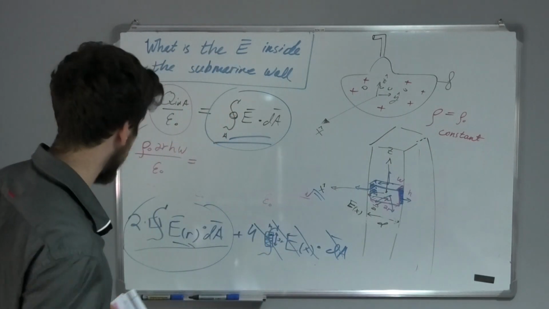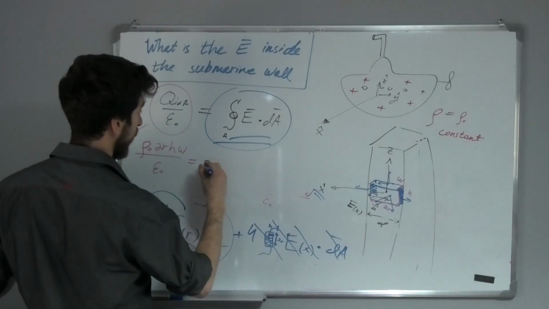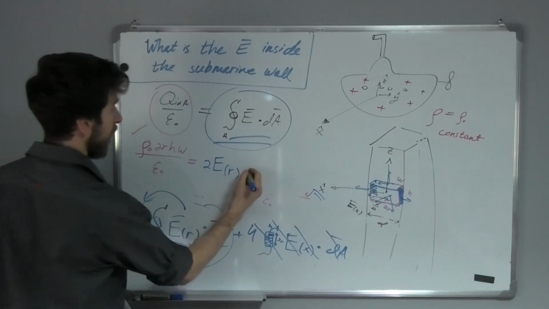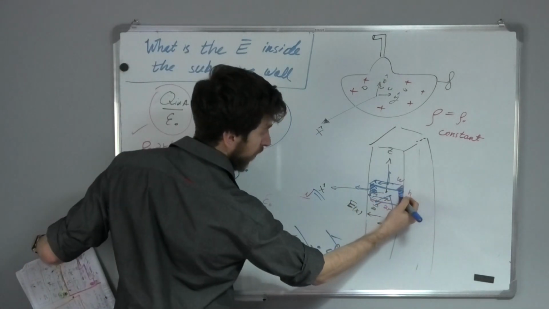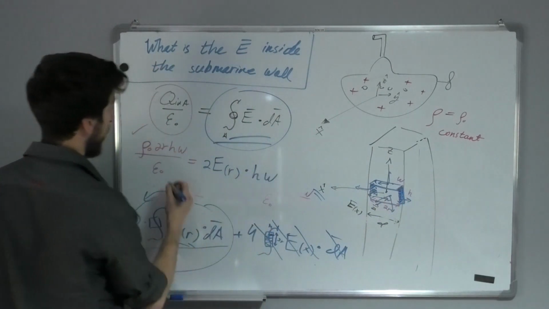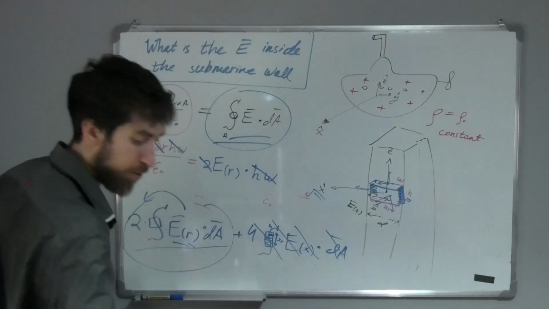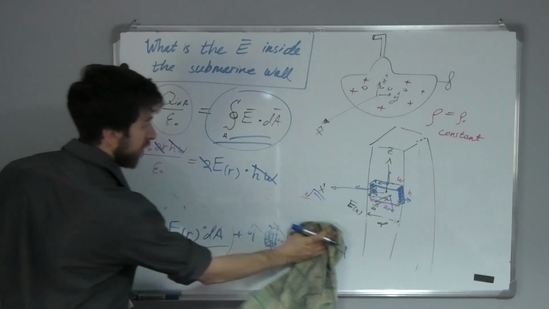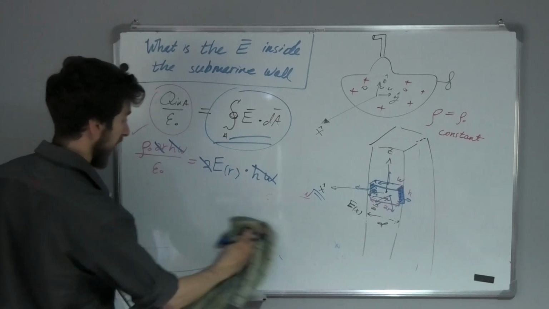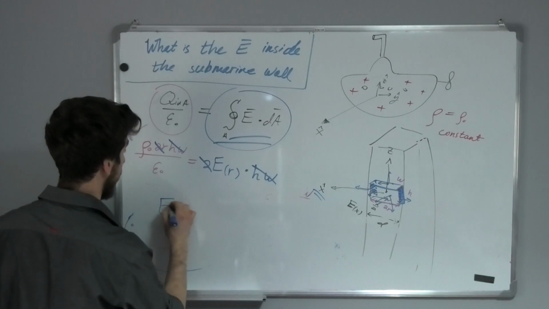So I need to write this term. This one can go outside, so we got 2E at the specific location R, right? Multiplied by the area of this part of the box, which is HW. And we can see that HW cancel out, the 2 cancel out, and we find what is the electrical field. The electrical field is actually a linear function of the radius, of the distance, right?